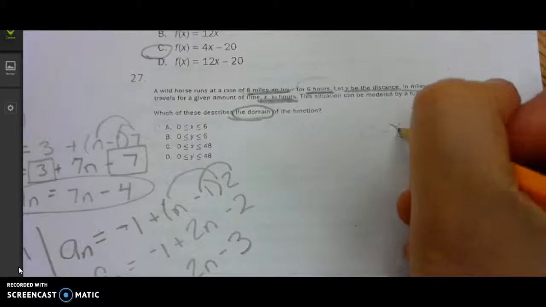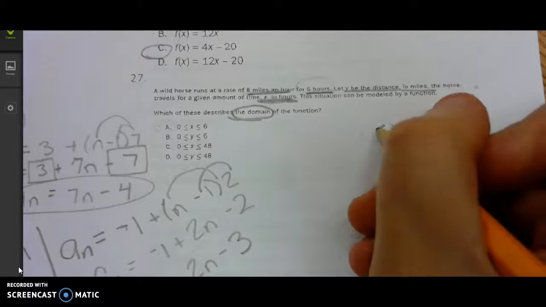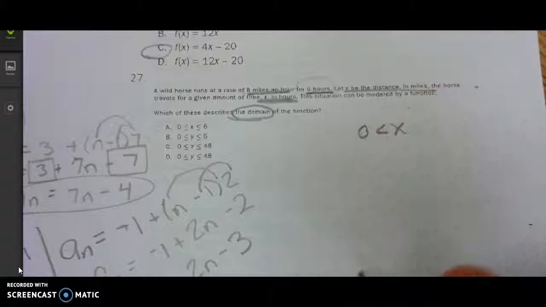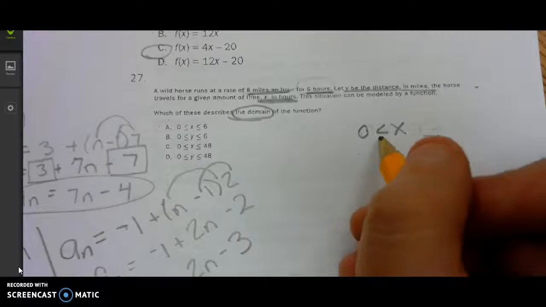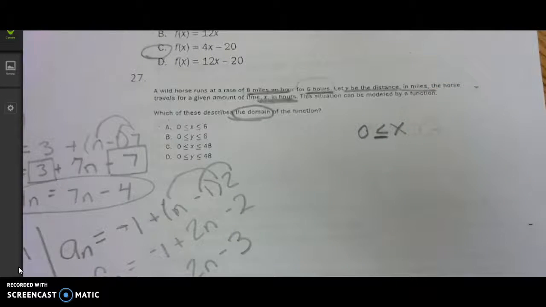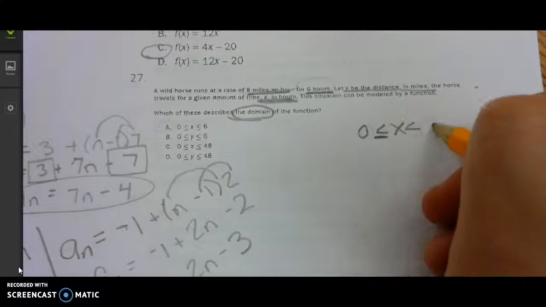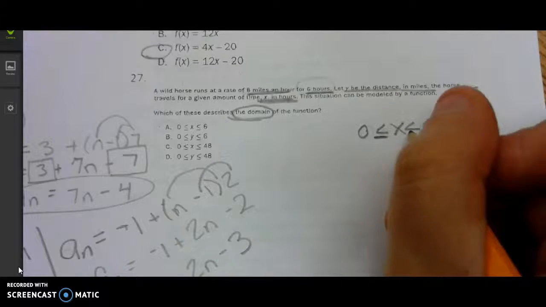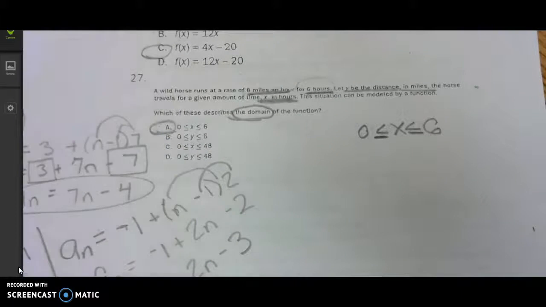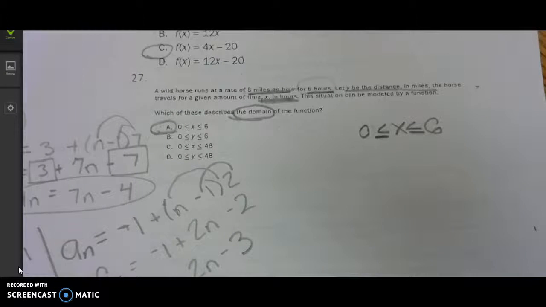So we know domain is x. We know that x is going to be somewhere bigger than 0 hours, because you can't run for less than 0. But at some point it is 0. And it's going to be less than 6 until we get to the end when it is equal to 6. So our domain is A, 0 is less than or equal to x, and x is less than or equal to 6.